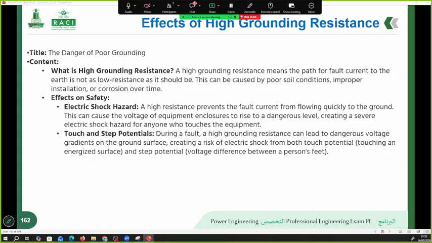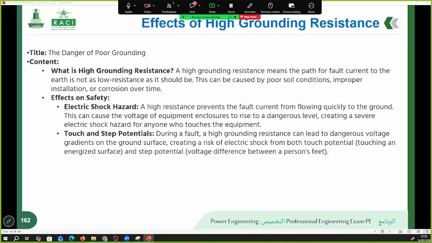This can be caused by various factors, including poor soil conditions, improper installation, and corrosion over time. So corrosion also is one of the most important things. So what will happen? Effects of unsafe grounding: we will have electric shock hazard and touch and step potential effect.